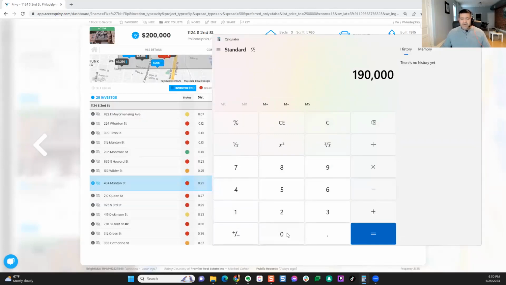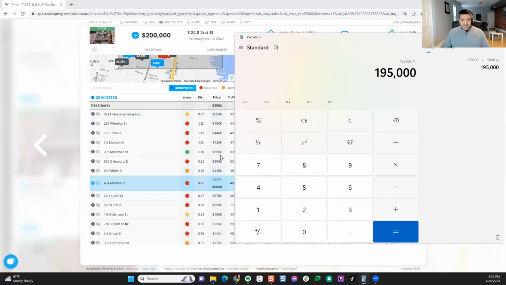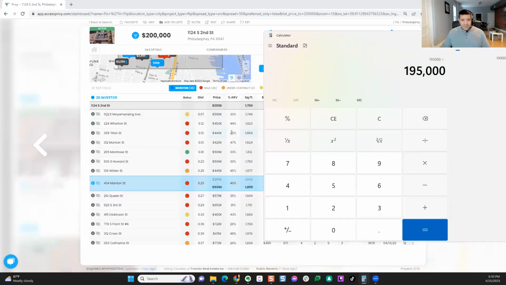and then we put a $5,000 assignment fee on it, right? Not getting too greedy. We didn't have to do any marketing to get it. We found it with Privy. It's super simple. Plus 5,000 is 195. If we turn this over to our buyer for 195, he's going to feel like he got a good deal. And if we divide 195 by the ARV, which kind of varies here, but even if we're conservative, we say 505,000.